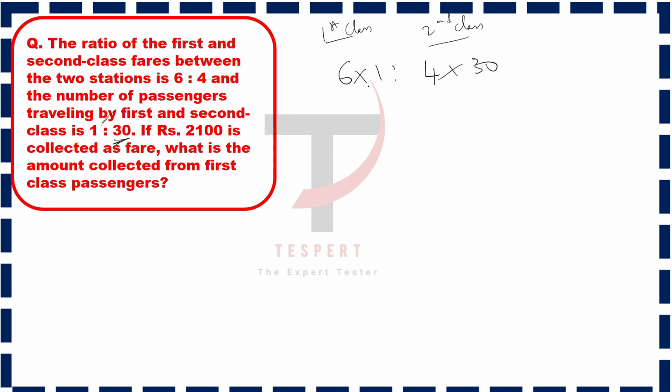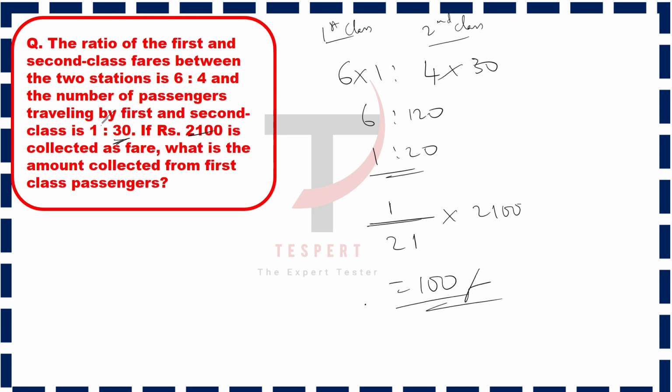So 6 is to 120, which is equal to 1:20, and we are asked to calculate the amount that is collected from all the first class passengers. So for first class passengers, the part is 1 and the total number of parts is 1 plus 20, 21, into the total fare, 2100. So after calculation you will get 100. So this is the charge collected from the first class passengers.